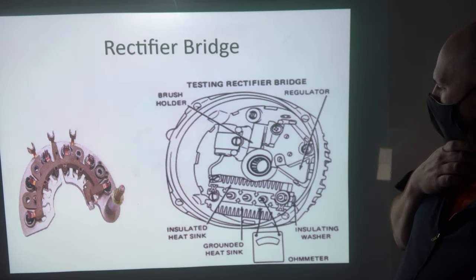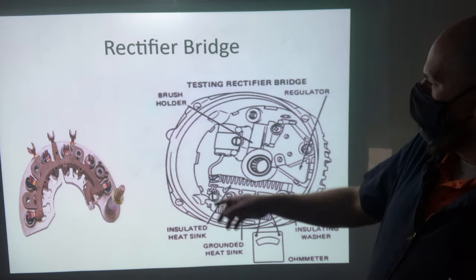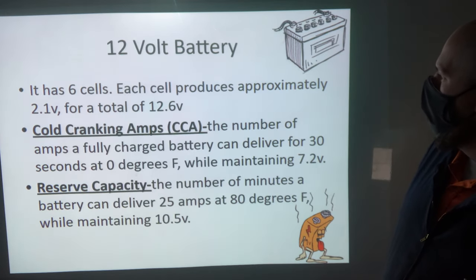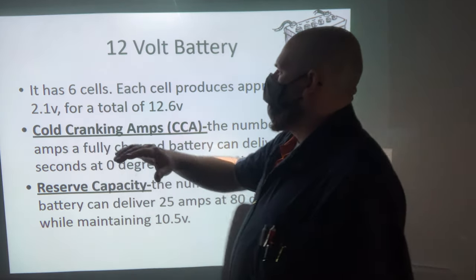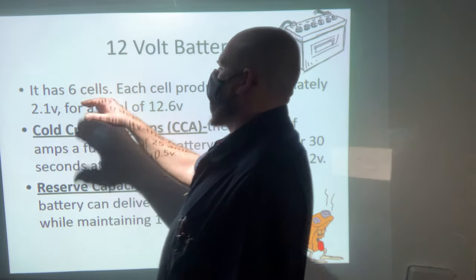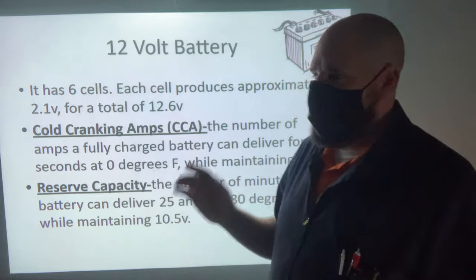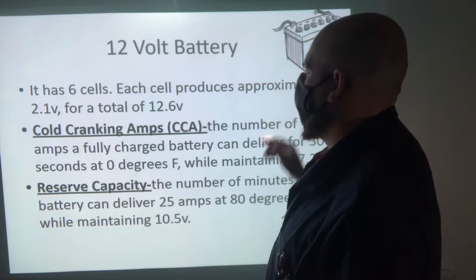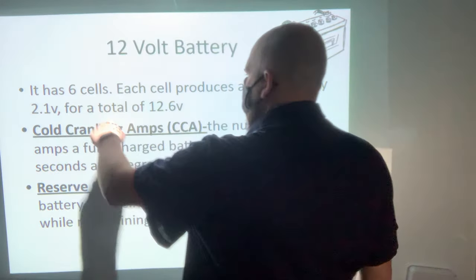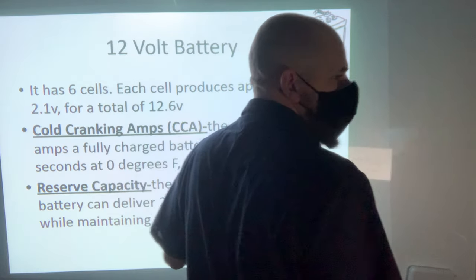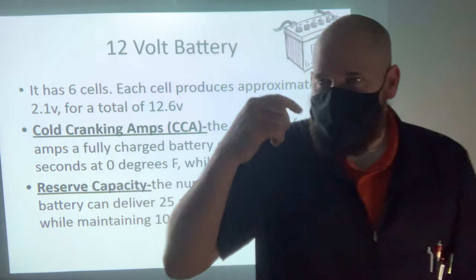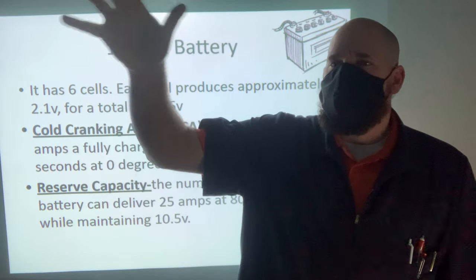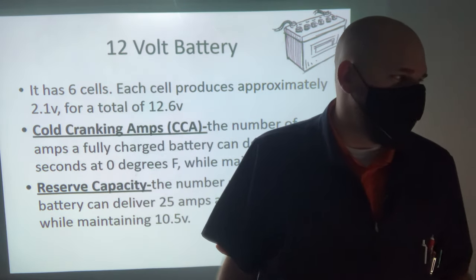All right, let's talk about the alternator, the little rectifier bridge. A 12-volt battery has 6 individual cells. Each cell produces approximately 2.1 volts for a total of 12.6 volts. So we often refer to automotive cars as being a 12-volt system.